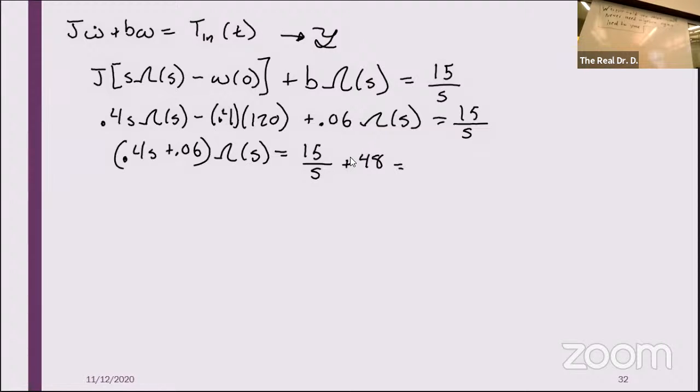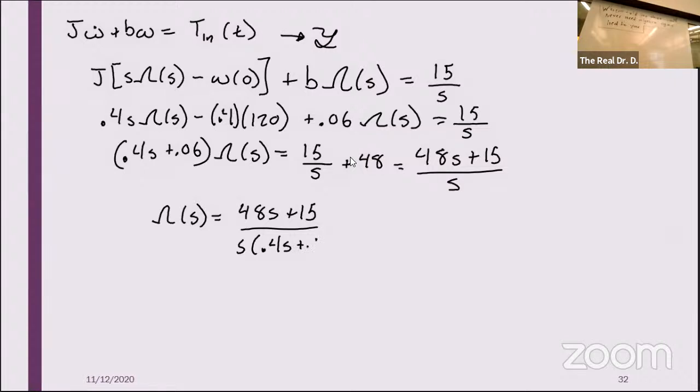I will make this 48S plus 15 over S, though. And I will change the denominator. Well, I'll provide a common denominator. I'm not changing it, I'm using a common denominator. I can solve this for omega of S. That's going to give me 48S plus 15 over S times 0.4 S plus 0.06, right?